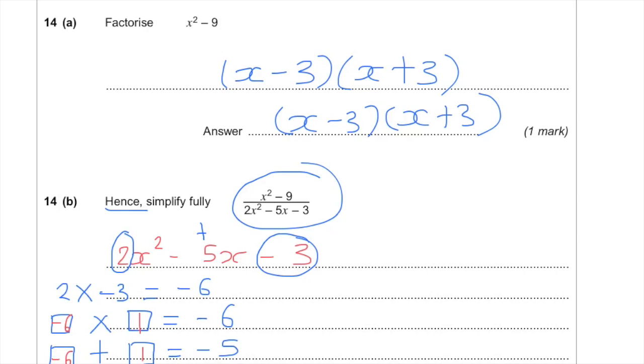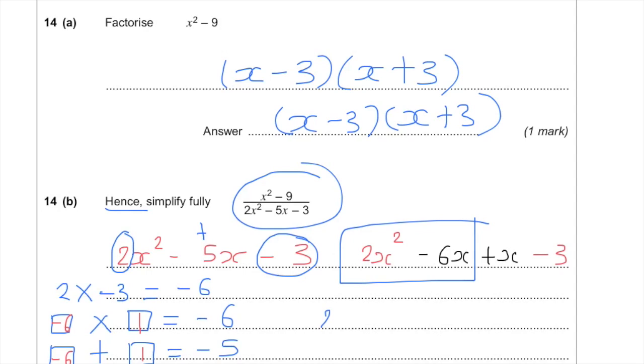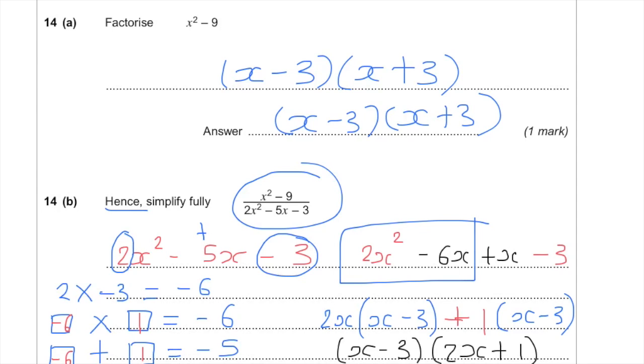We use these two numbers to then split the middle term, so we rewrite our 2x squared minus 5x minus 3 as 2x squared minus 6x plus 1x, or plus x. We then factorise the first two terms completely, so we take out of the brackets 2x, x minus 3. We're going to need this x minus 3 in this second part here, and we're going to need to ensure that we have a plus 1 in front of that second bracket. This then gives us our full factorisation of x minus 3 and 2x plus 1.